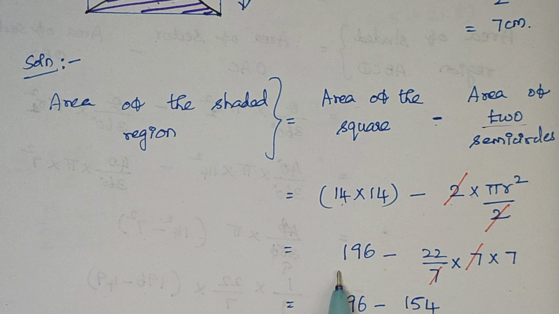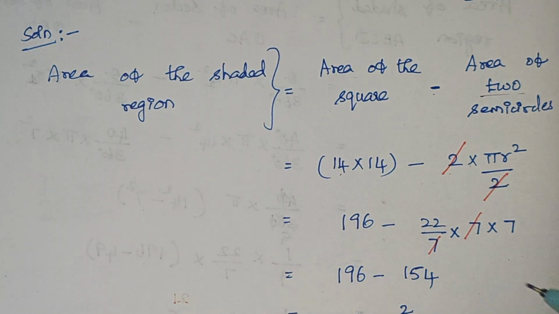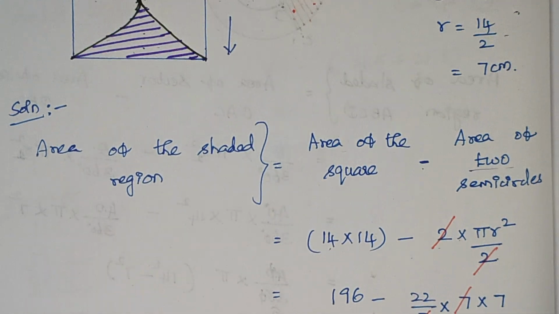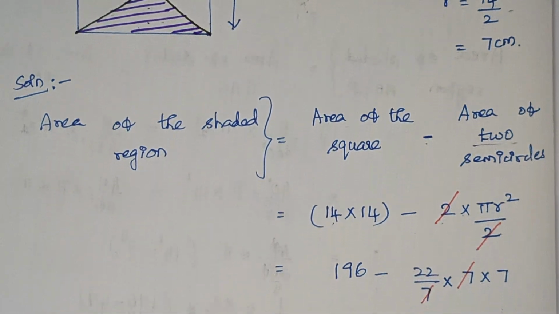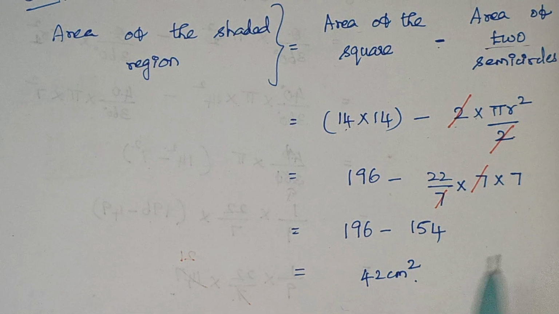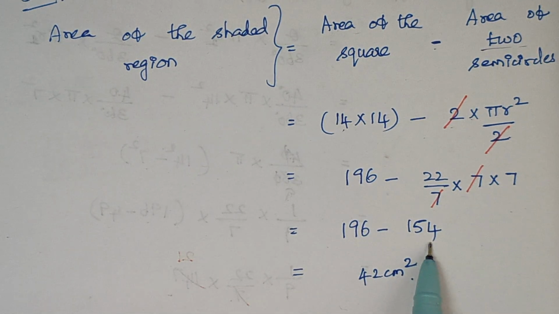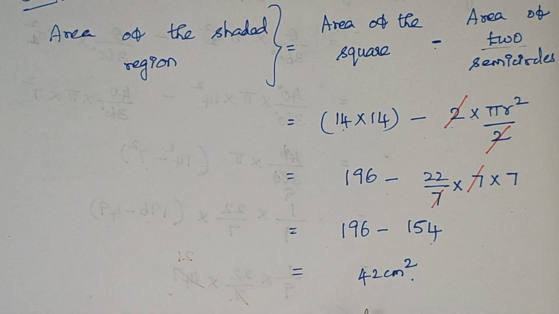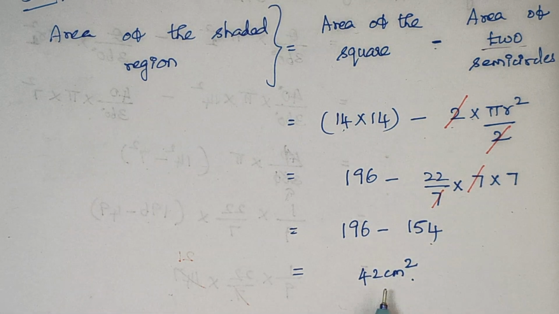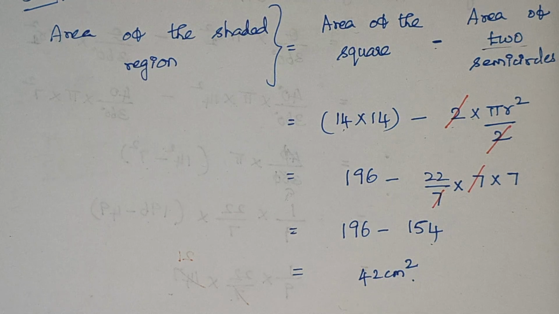So 14 square is 196 and here this pi is 22 by 7. And what about the radius? We have already calculated, it is 7. So 7 into 7. So finally 22 into 7 gives 154, and the final answer is 42 centimeters square. Right, so this is the area of the shaded region.